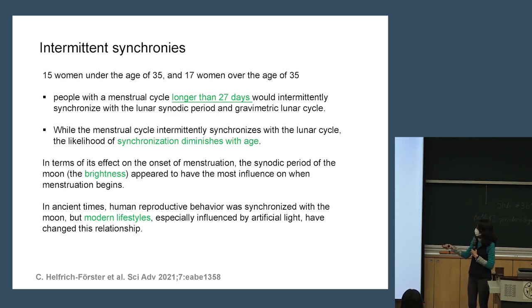So they think that the previous study that showed no correlation between moon phase and your menstrual cycle could be due to many things, including your age, including whether you look at the brightness of the moon or the gravity cycle. But they think the major reason, other than when they do the statistic, they didn't separate to different groups, is because of modern lifestyle. This artificial light disrupts each body's circadian clock differently. So you don't see the synchronization.